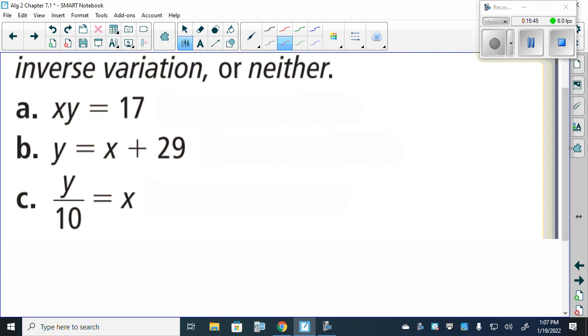Let's look at these last three, and then we're going to move on to the next part. So going from top to bottom, A would be what? Inverse. Letter B would be? Neither. And lastly, C would be?